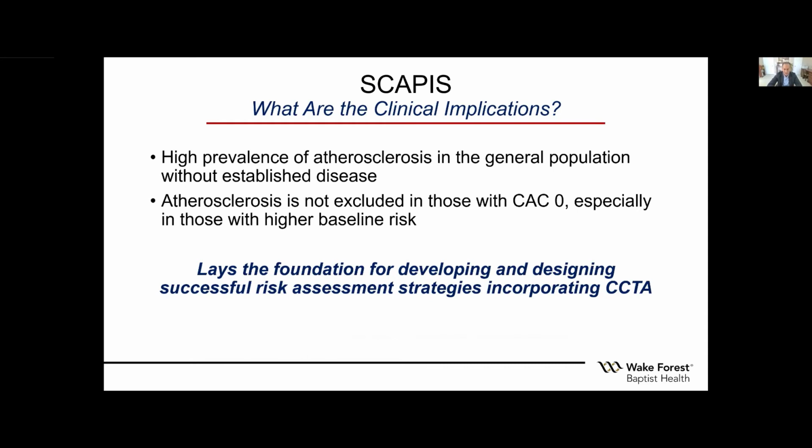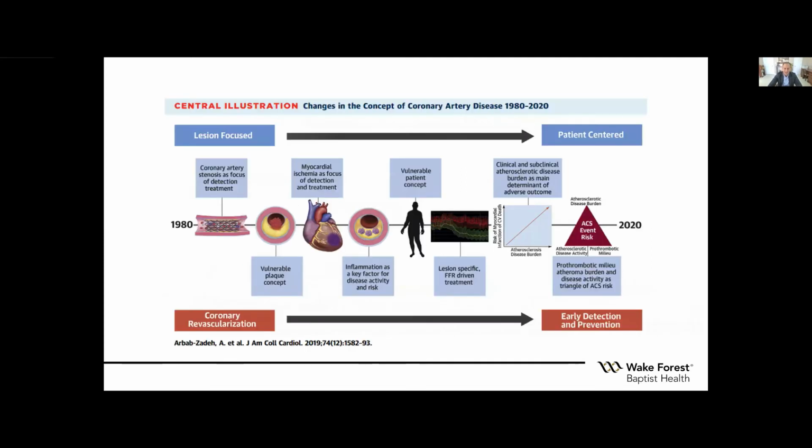Well, of course, there's a high prevalence of atherosclerosis in the general population without established cardiovascular disease. And unfortunately, even with a CAC of 0, atherosclerosis is not excluded, especially in individuals with higher baseline ASCVD risk. So I think this, plus the other data that I reviewed so far, really lays the foundation and a rationale for developing and designing successful risk assessment strategies that integrate coronary CTA.